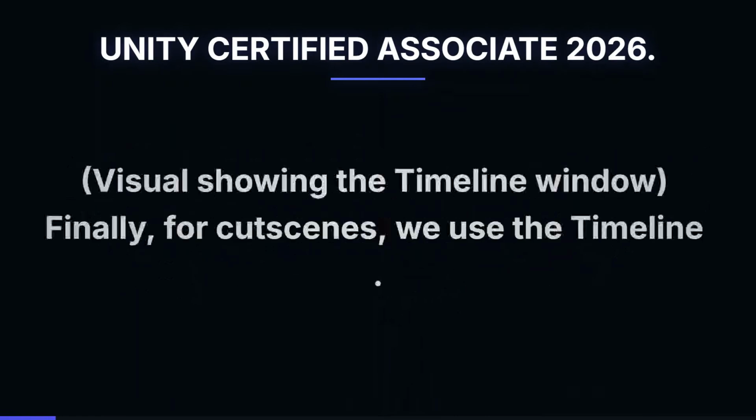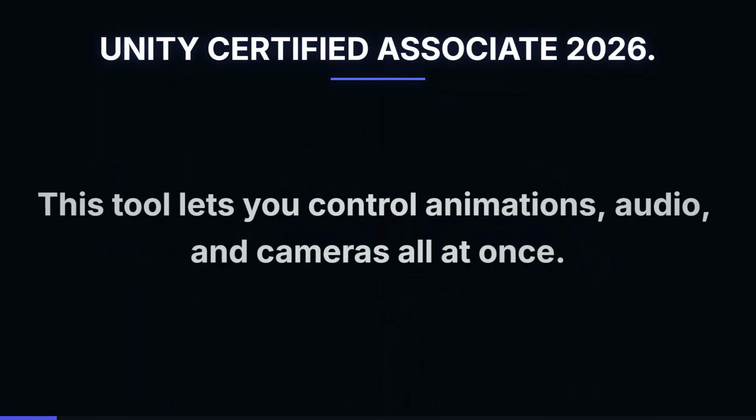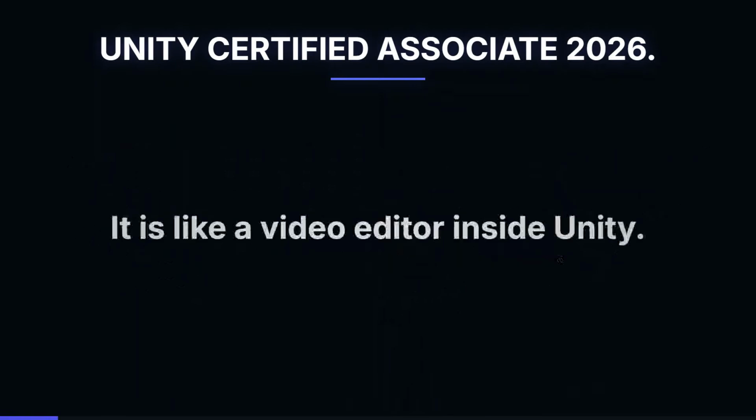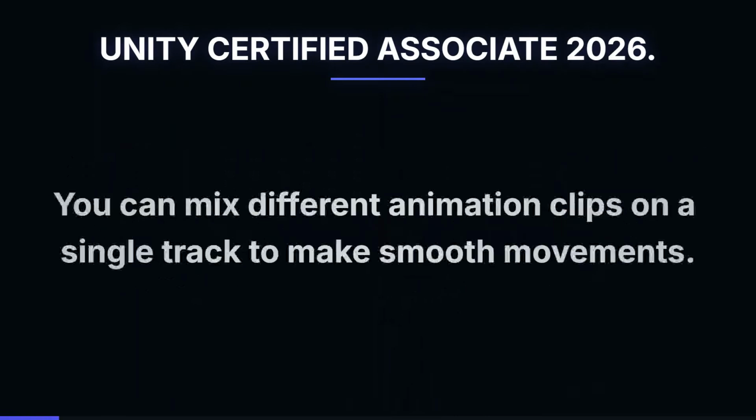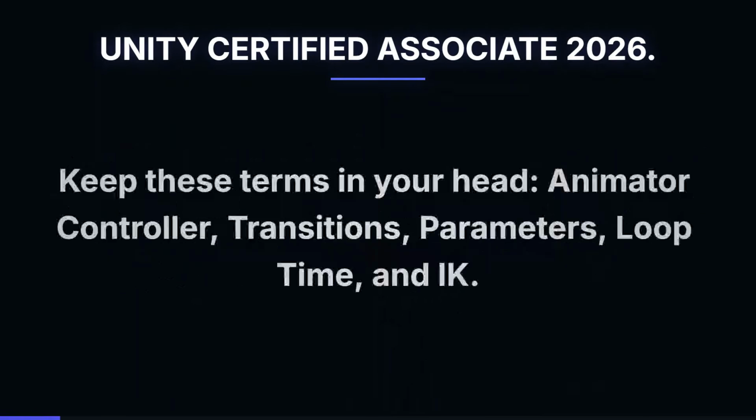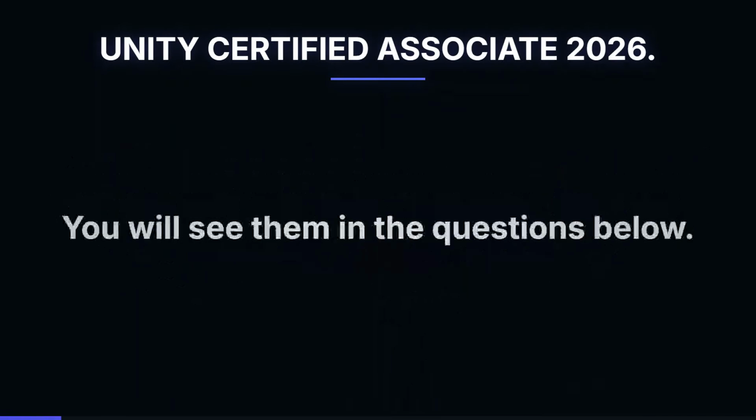Visual showing the timeline window. Finally, for cutscenes, we use the timeline. This tool lets you control animations, audio, and cameras all at once. It is like a video editor inside Unity. You can mix different animation clips on a single track to make smooth movements. Keep these terms in your head: animator controller, transitions, parameters, loop time, and IK. You will see them in the questions below.